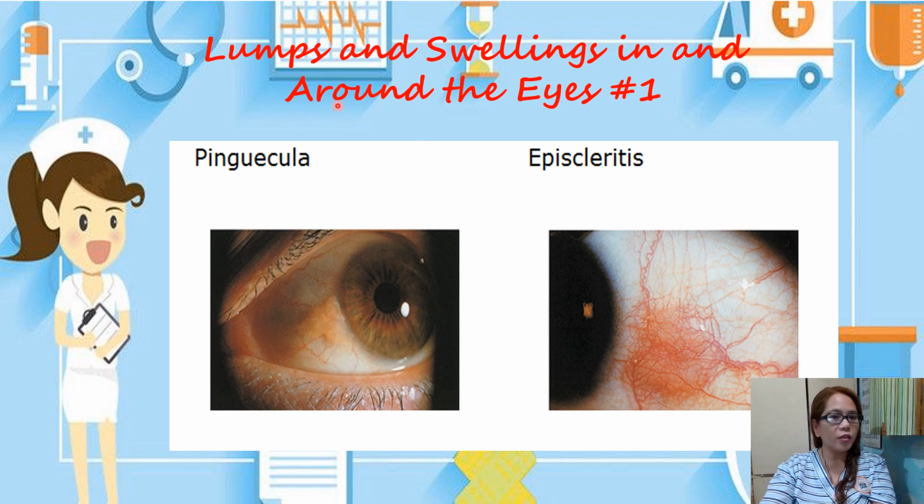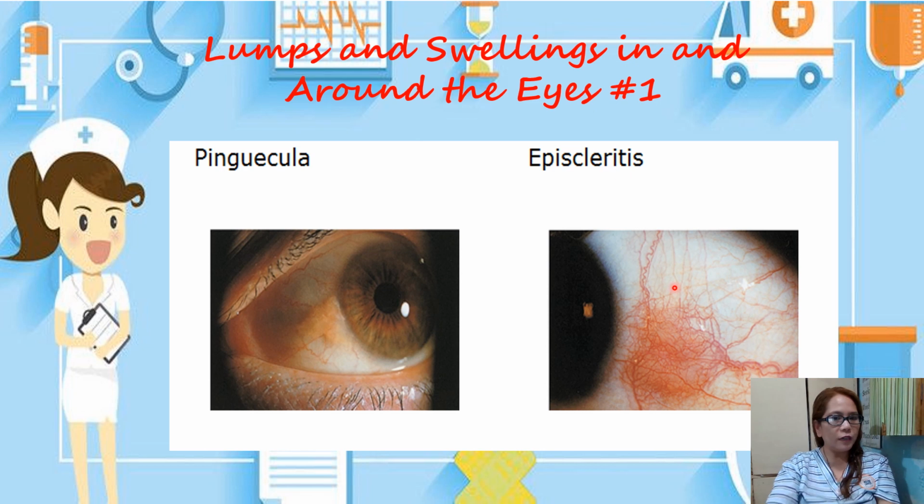Okay, so these are other abnormal findings of the eyes. We have the lumps and swelling in and around the eyes. We have what we call the pinguicula, wherein this is a harmless yellowish triangular nodule in the bulbar conjunctiva, or on the side of the iris. It appears frequently with aging. So, habang tumatanda, merong lumalabas na ganyan. First on the nasal side and then on the temporal side of the eyes.